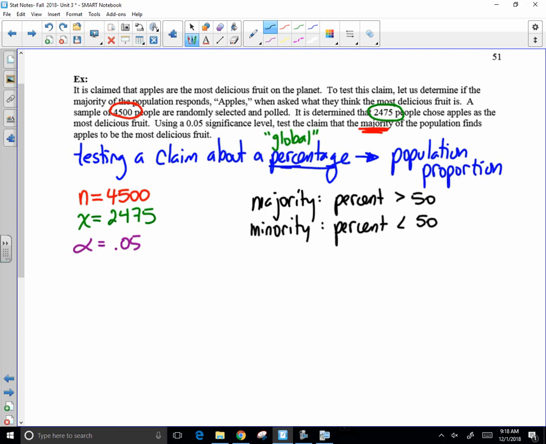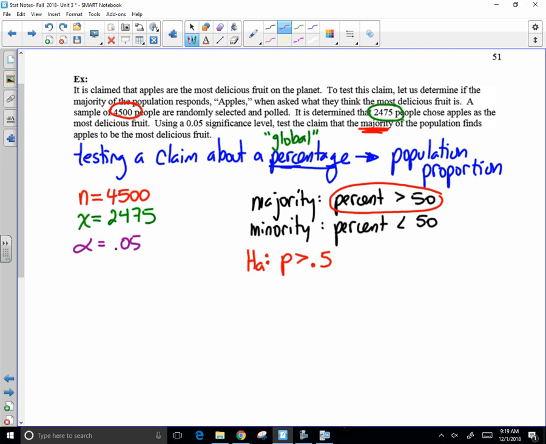Right? So we need to manufacture a null and alternative hypothesis out of this. All right? So what I'm saying here is that I'm looking for a majority. I need my percent, my population proportion, which we call P, to be greater than 50, but we use actual decimals instead of percents. So P has to be more than 0.5. Now, that would be an alternative hypothesis. That's an HA. You don't have to state your H0 before you state your HA. You can state it in whatever order you want.